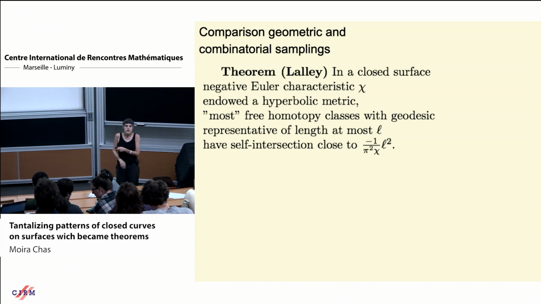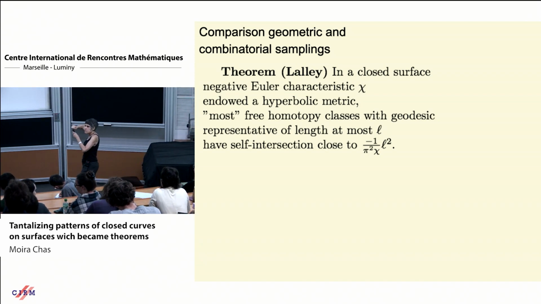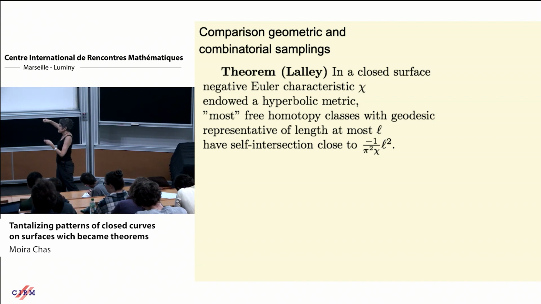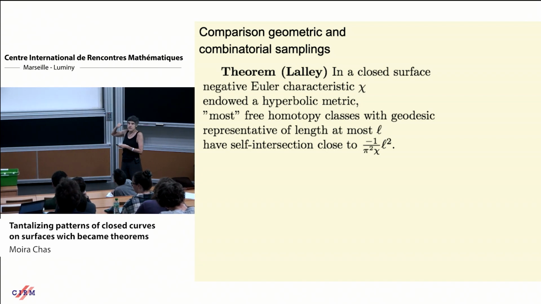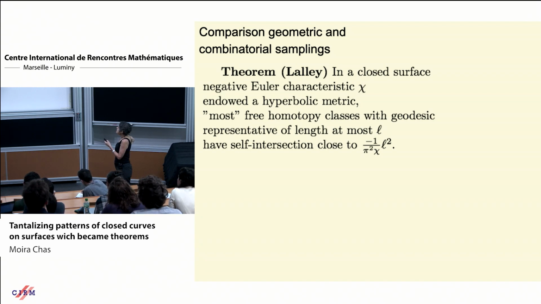I just wanted to compare two theorems. This is one of the reasons I wrote to Steve Lally in the first place. Before, we were measuring length by word length, the number of letters. He studied length measured by hyperbolic length, with a constant negative curvature metric. He said that the mean, when the length is very large, is -1 times L squared divided by pi squared times the Euler characteristic. This is in the case of geodesic length.